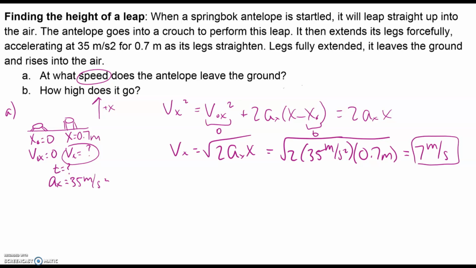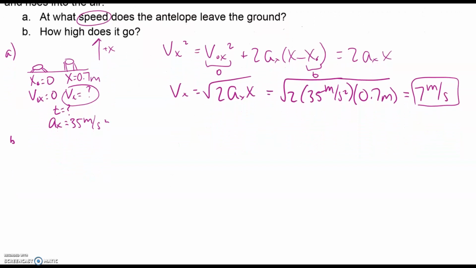Alright, so part B, how high does the antelope go? Let me actually scroll down a bit here. So now we're dealing with the part of the problem where the antelope is in the air. In fact, we're dealing with the part where the antelope is in free fall. So just be careful, we cannot call our initial position when the antelope is fully crouched and not moving yet, and our final position some other point during the free fall process. The reason for that is because the acceleration is different between those two situations. Whenever we're dealing with kinematics, we want to break the problem into chunks in which the acceleration is constant in each chunk.